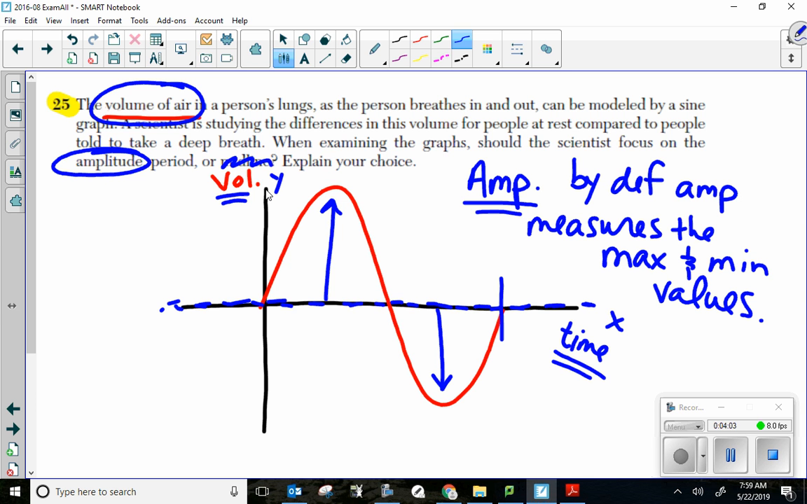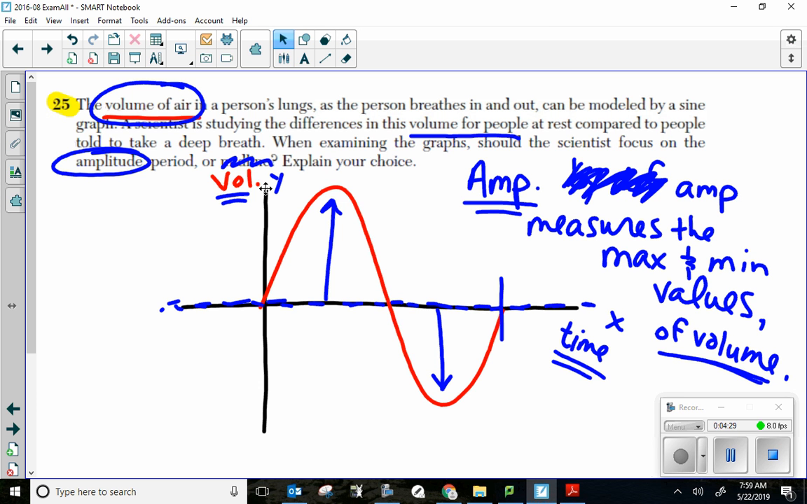That's why, because he wants to know the difference in volume. So max and min values, I can just say, comma, in this case, of volume. And that's what he's studying. So that, I think, is an important thing to say. You don't have to say by definition. That's just me being a math nerd. Amplitude. Why? Because amplitude measures the min and max values of the volume. That's perfectly stated. You really just have to know what amplitude represents. And now it's paid off on the final. Ka-ching.